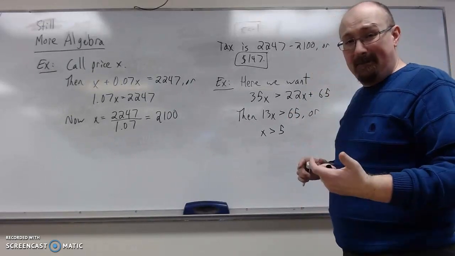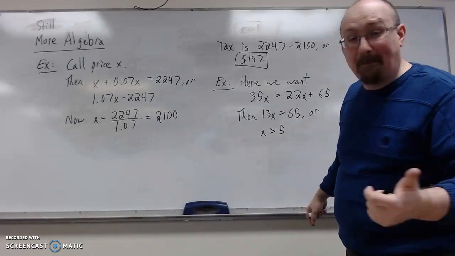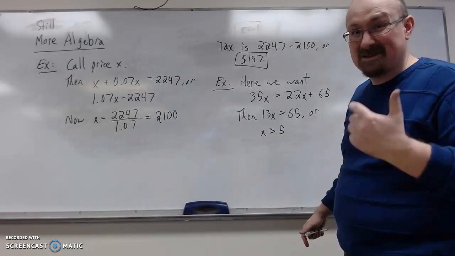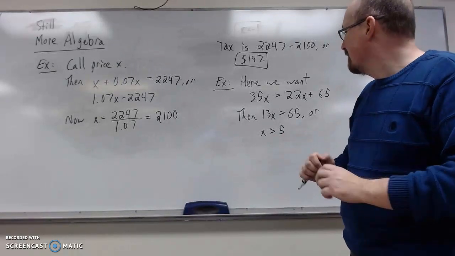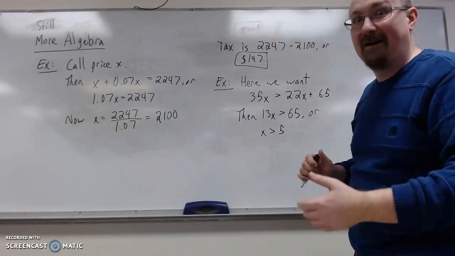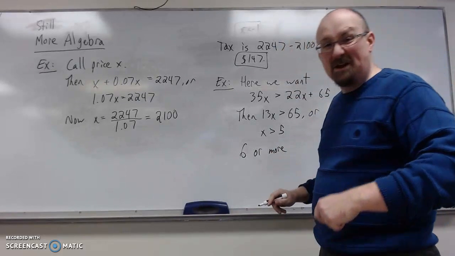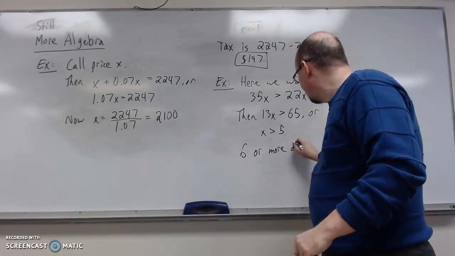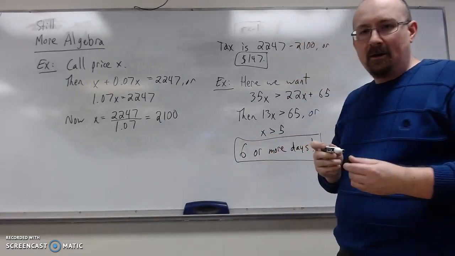So keep in mind when you report this, it says it's cheaper from the second company. Not the same, specifically cheaper. That's why I don't have an or equal to there. So if you were reporting this, 5 days doesn't cut it. You need to go out 6. You need x to be greater than 5, so 6 or more days. So if you had said more than 5 days, that also does it. So that's our answer there.